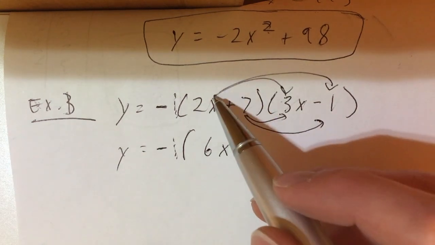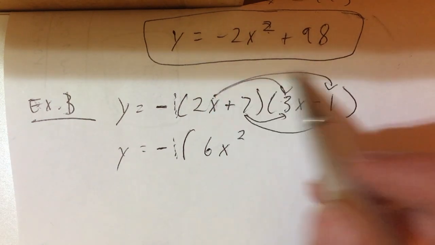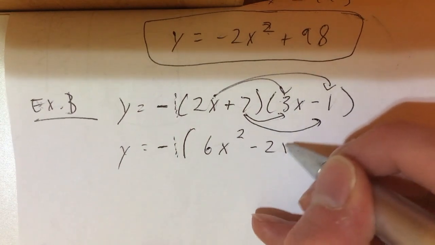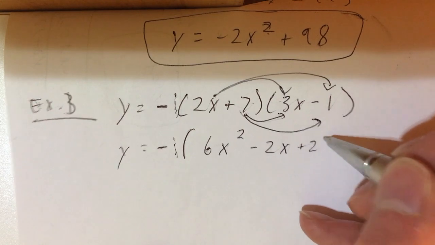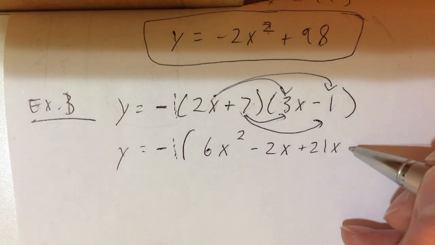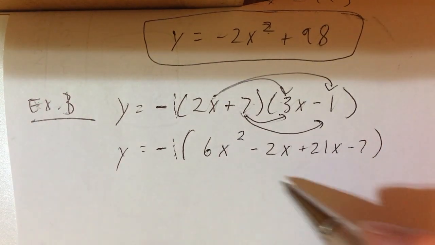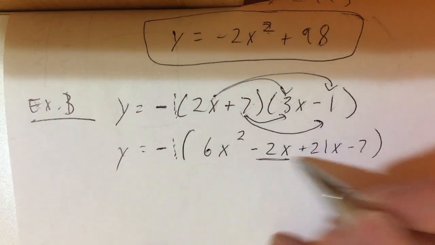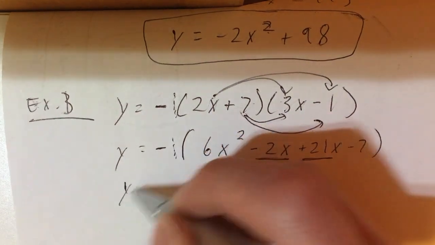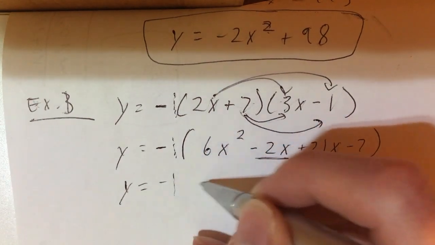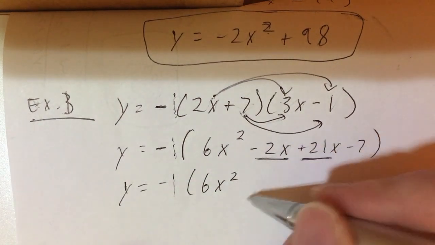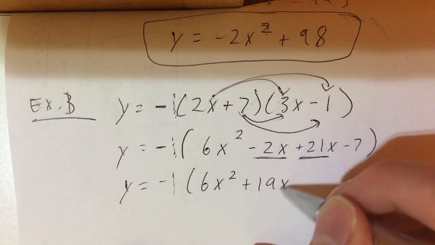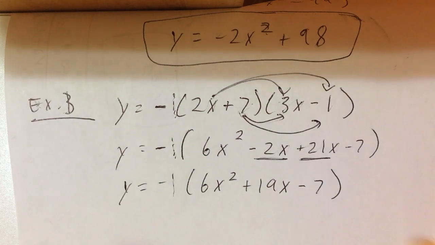So we said 2x times 3x was 6x squared. 2x times -1, that's -2x. 7 times 3x, well, that's going to be positive 21x. And then lastly, 7 times -1 is -7, right? Again, just like last time, we can combine these two terms in the middle, and we'll drop everything else down that I couldn't combine, all right? So we're going to drop that 6x squared down. We can combine these two. It'll be a positive 19x minus a 7, right?